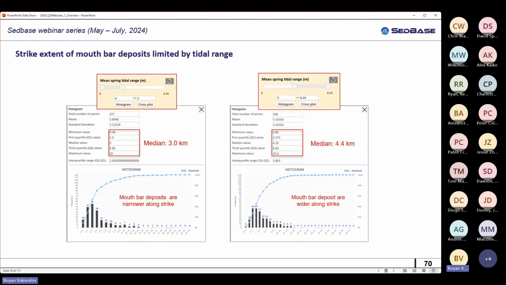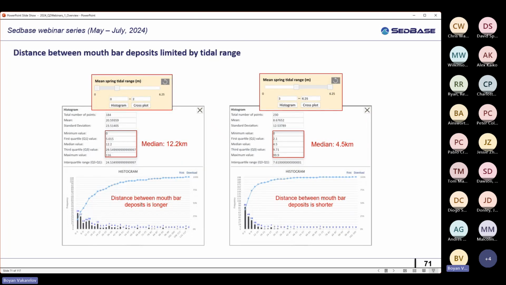Now, if we were to do the same exercise, but looking at systems which are strongly tide influenced, in this case tidal ranges between 3 and 6 meters, we can see that the median strike extent of mouth bars has increased. So the more the tides, the bigger the mouth bar bodies tend to get.